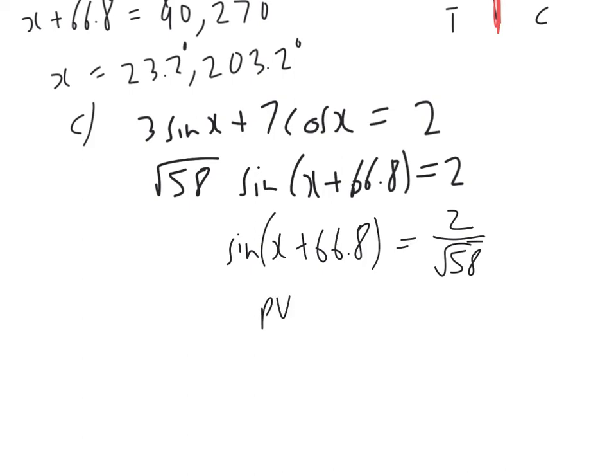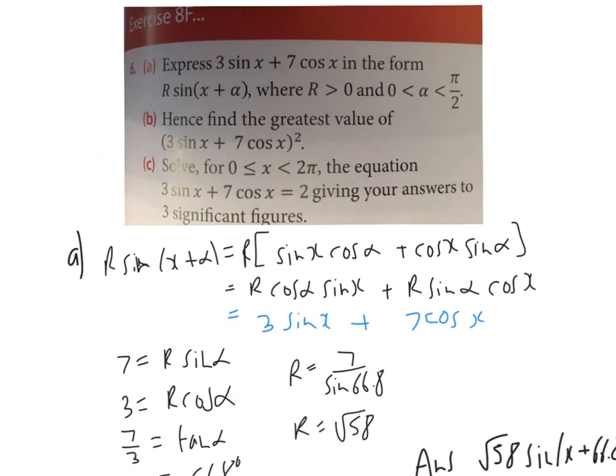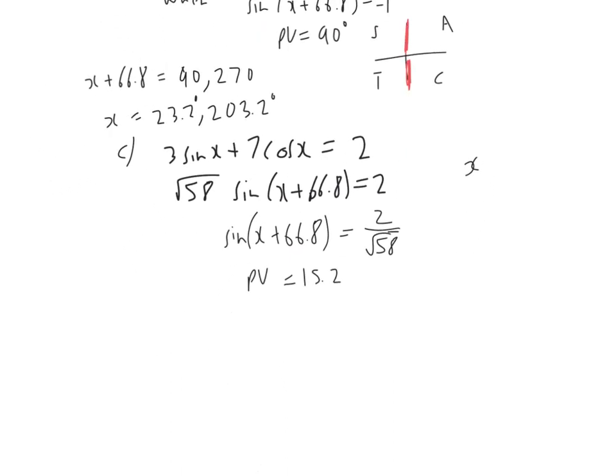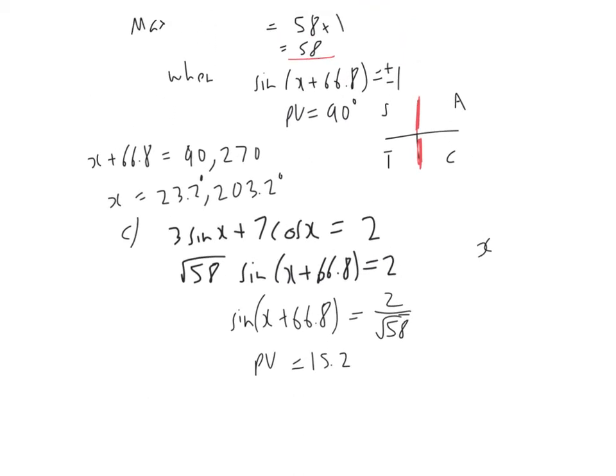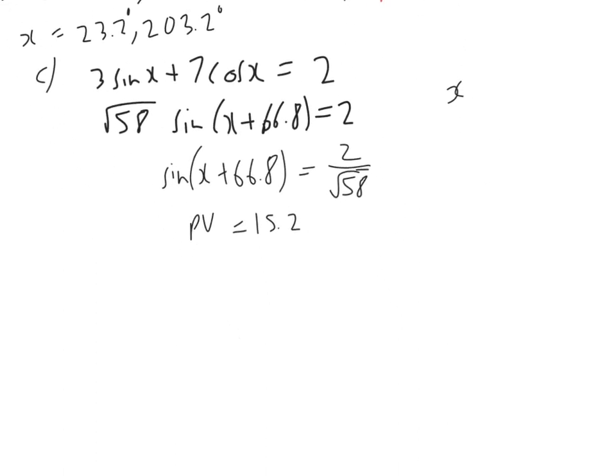And then we get the principal value. Shift sine of 2 divided by the square root of 58, and that gives you 15.2 to 3 significant figures. Now, look at the range before we go any further. It said that x was between 0 and 2 pi, so actually I should be working in radians in this question. So I need to change that up. That's annoying, but part B didn't ask for it anyway, so I'll just do it for part C, put the question into radians.